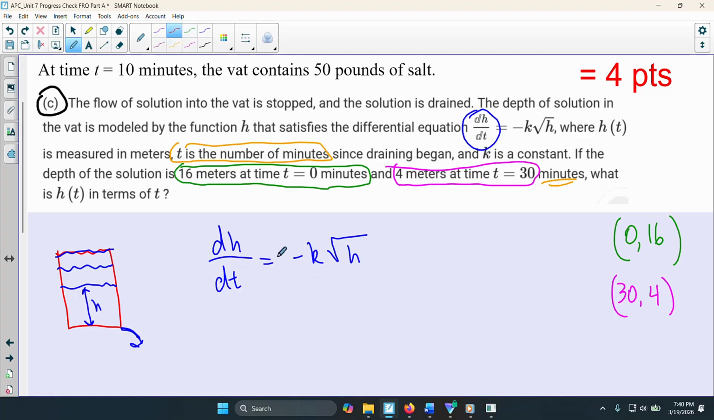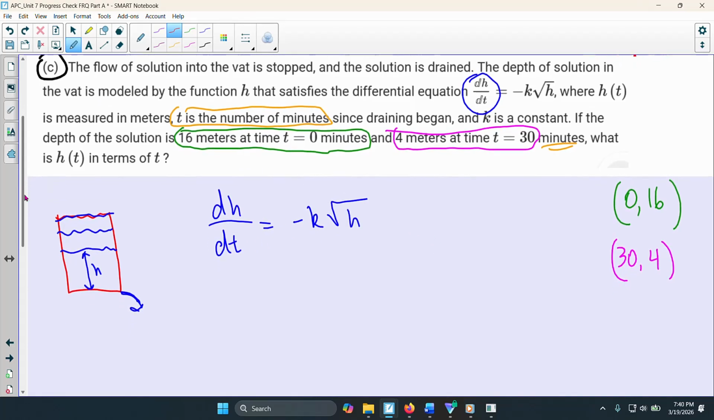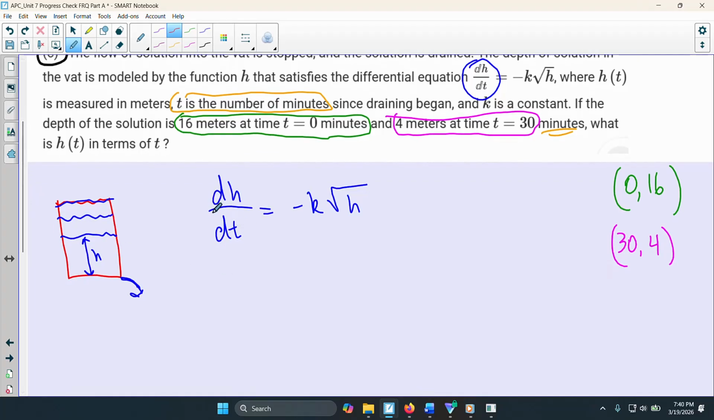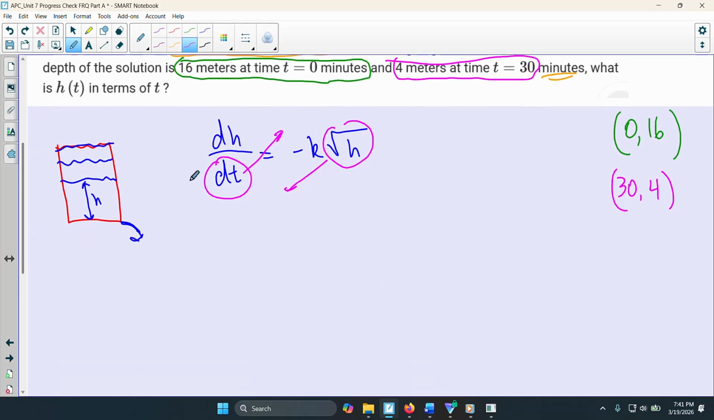So what do I have here? This and this. So what's the technique? Oh, separate variables. How do I separate variables? This dt will come up this way, and this will go down across the equal sign. So this is going to be dh divided by square root of h equals negative k times dt.